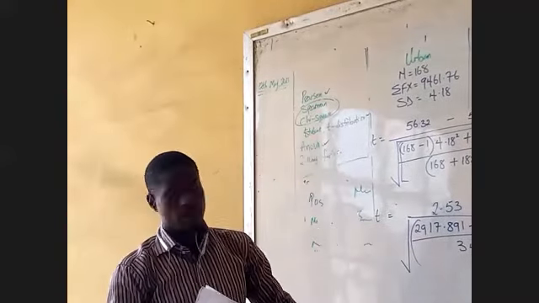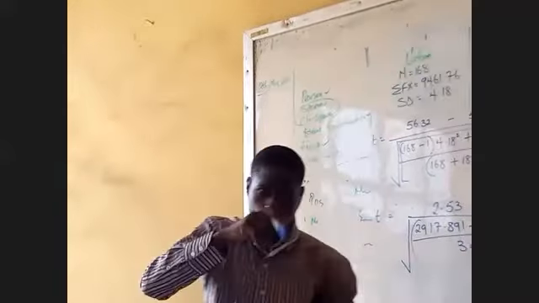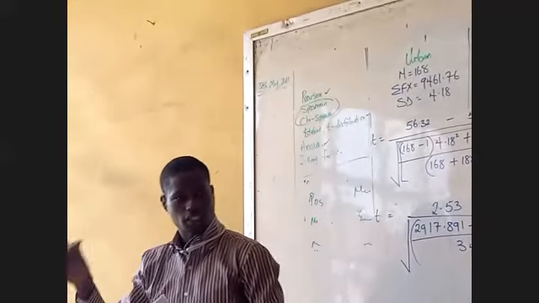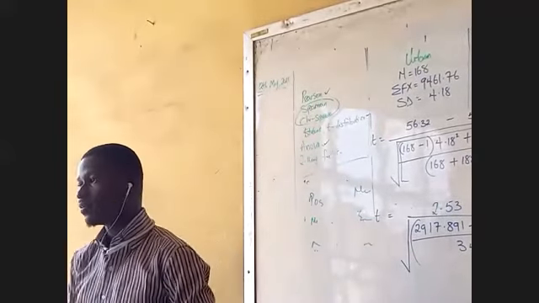Which n? N is your summation F. The total of the two points is your n.